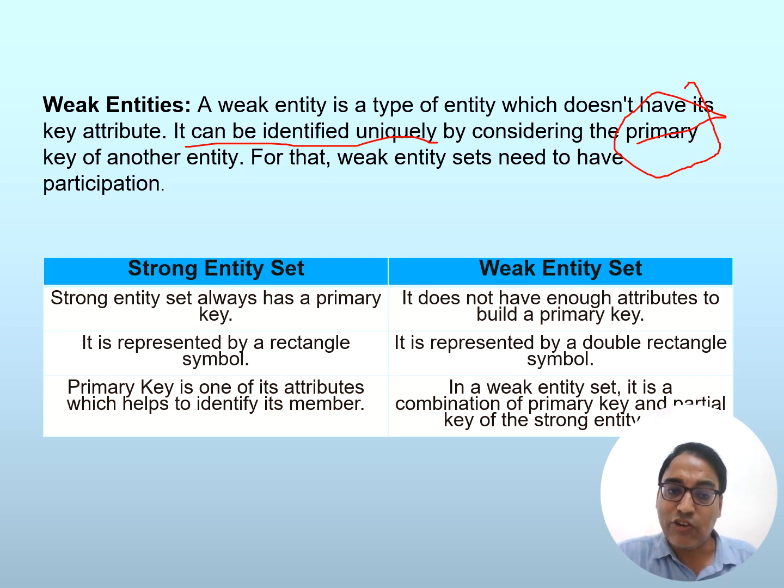So the primary key is one of the attributes which helps to identify its members. It is the most important attribute. But in the weak entity set, it is a combination of the primary key plus partial keys, all the other things. If I am given only the weak entity set, I am unable to discriminate which entities they belong to or how they are connected. But the moment I get a strong entity set, the primary key, I am able to recognize everything, that the weak entity set is connected there. Alright.